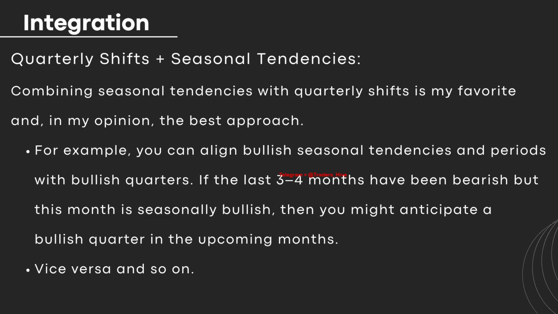For example, if the last 3 to 4 months were bearish, but the next months are seasonally bullish, then based on quarterly shifts and seasonal tendencies, you can anticipate a highly likely bullish quarterly shift, because both ideas are pointing towards the bullish side. Price has been moving in bearish price action for the last month, and this is likely going to end soon because a quarterly shift could occur. That idea is also supported by the bullish seasonal tendency for this particular pair, asset or instrument. Similarly, you can use the same thought process and ideas for other scenarios as well, following the same logical principles.